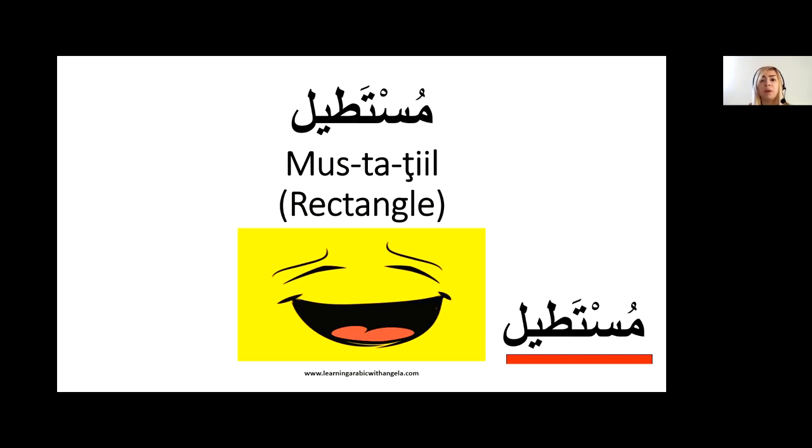So you can say الباب مستطيل. So the door is rectangular. Let me write it down. الباب مستطيل. That is, the door is rectangular in shape. So it could mean a rectangle or rectangular. So you can use it as a noun or as an adjective. Remember the shapes that start with مو.